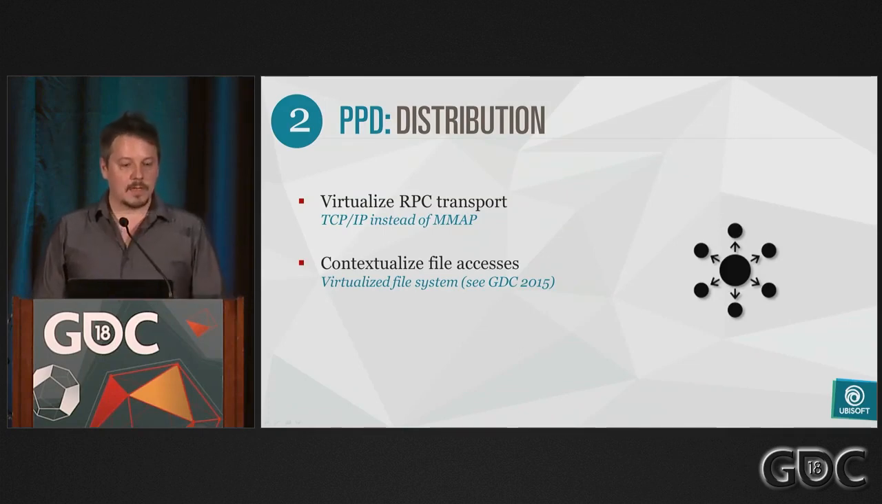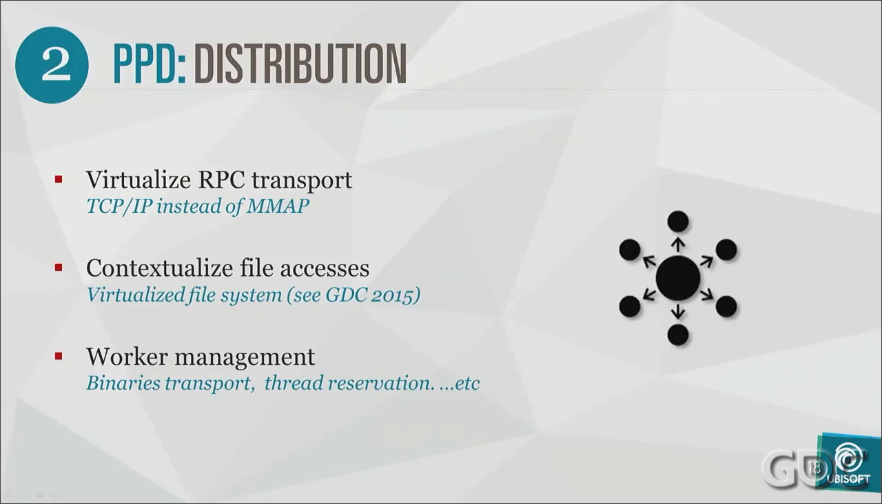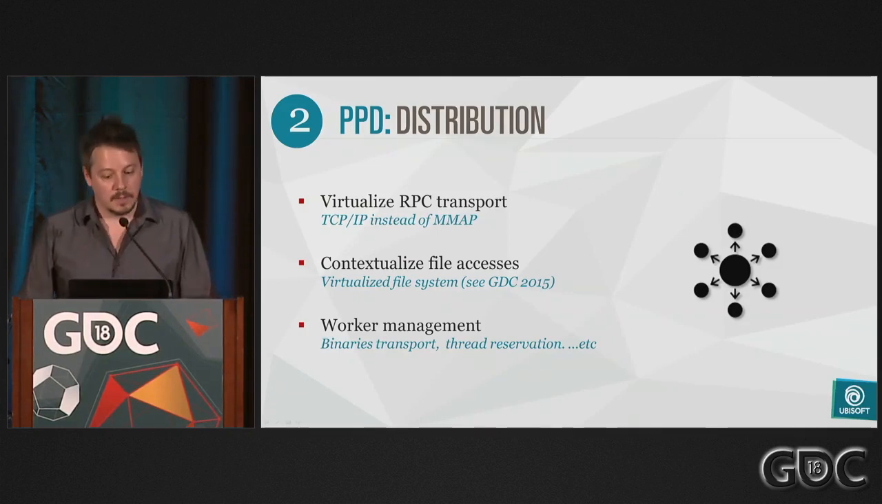I already talked about that three years ago at GDC, so if you want to know more about our file system stack, I invite you to look at the presentation. So once you have that, all you need to perform the build remotely is worker management, which is not hard work to do. It's binary transport, thread reservation, knowing which worker has some space available. All those things are not really hard to do, but it's still some trickier work that needs to be done. It's quite hard to get right, but it's not that hard. So I'm not going to get into the detail for that.